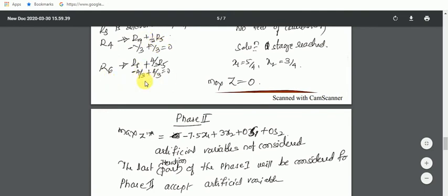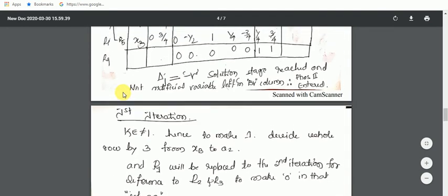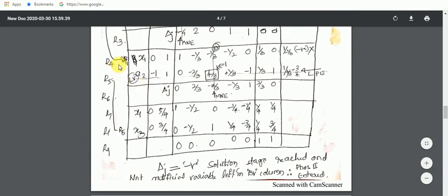For R6, the value is minus 4 by 3. To make the R6 value minus 4 by 3 become 0, we add 4 by 3 R5, which is equal to 1. So the equation for R6 is R6 plus 4 by 3 R5. These two equations, R4 and R6, will be applied. After applying them, we'll get this table. Now A2 has been replaced by X3. X3 has coefficient 0.